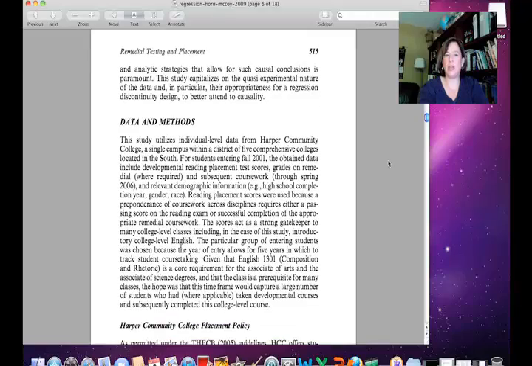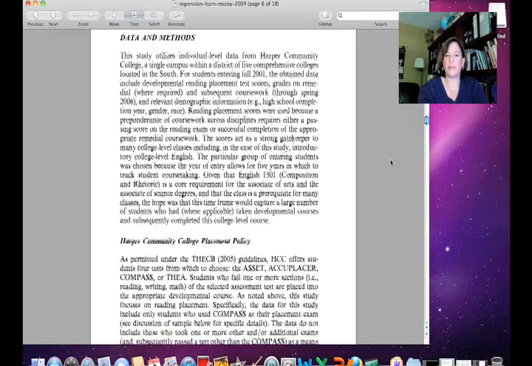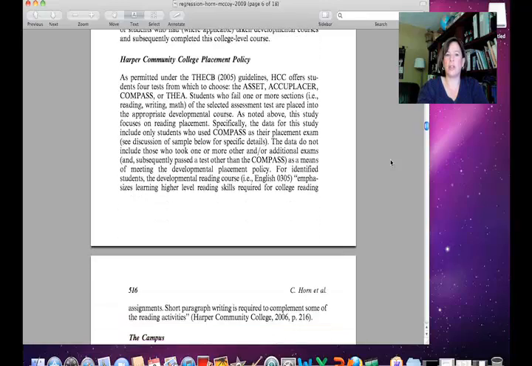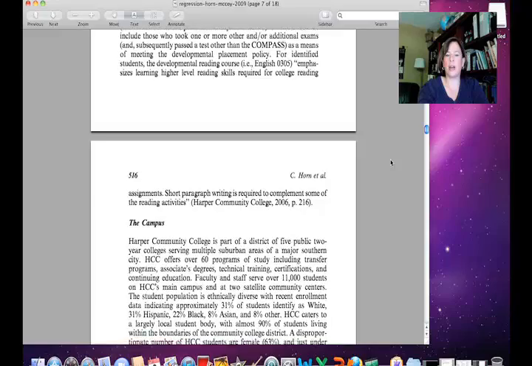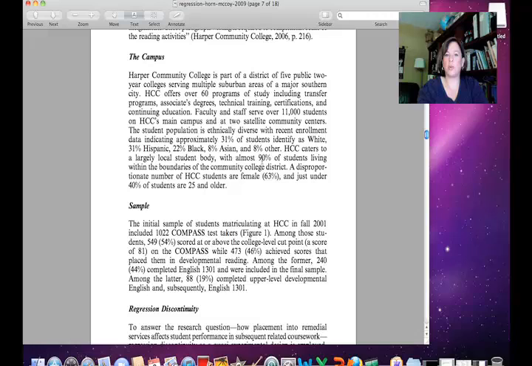Data and methods. So here is the methodology section of this journal article. So they'll be talking about the variables. They're talking about their sample. Here's where the research took place. Here's where we collected the data. Here's the sample, the initial sample of students matriculating at Harper Community College. And they're looking at those who took Compass.